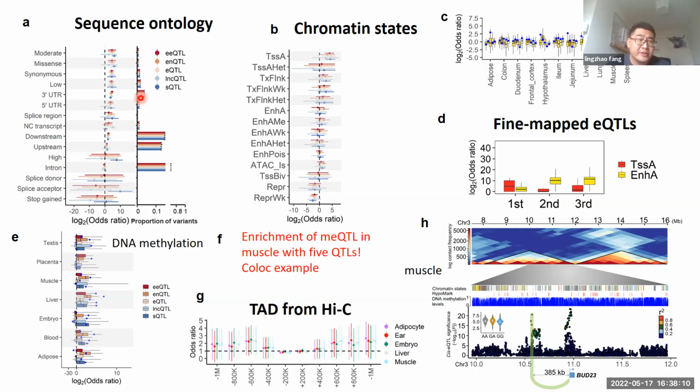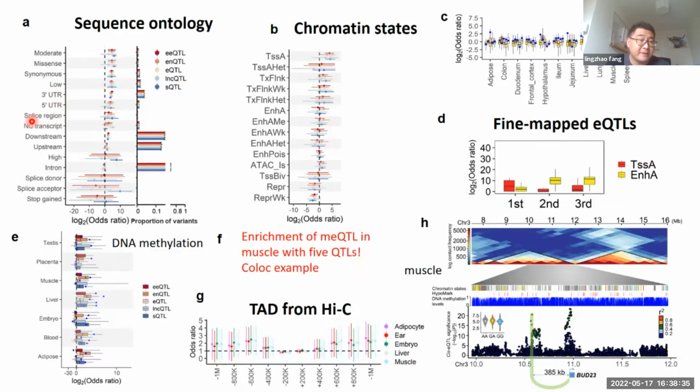In general, you can see all these 5 different kinds of QTLs are enriched in moderate and low impact variants. They do not have a very high impact on the sequence. They're also enriched with missense variants, especially for splicing QTLs, and also in the 3' and 5' UTR regions.